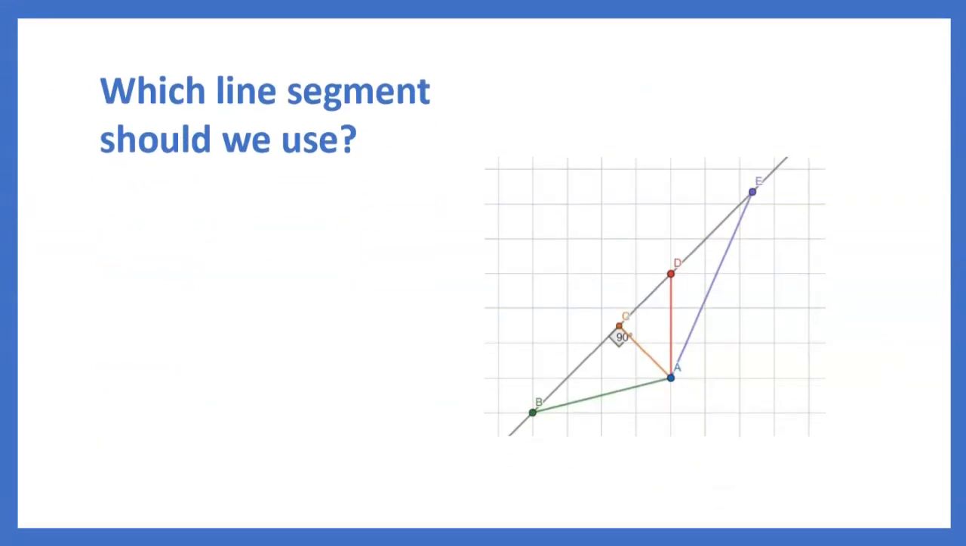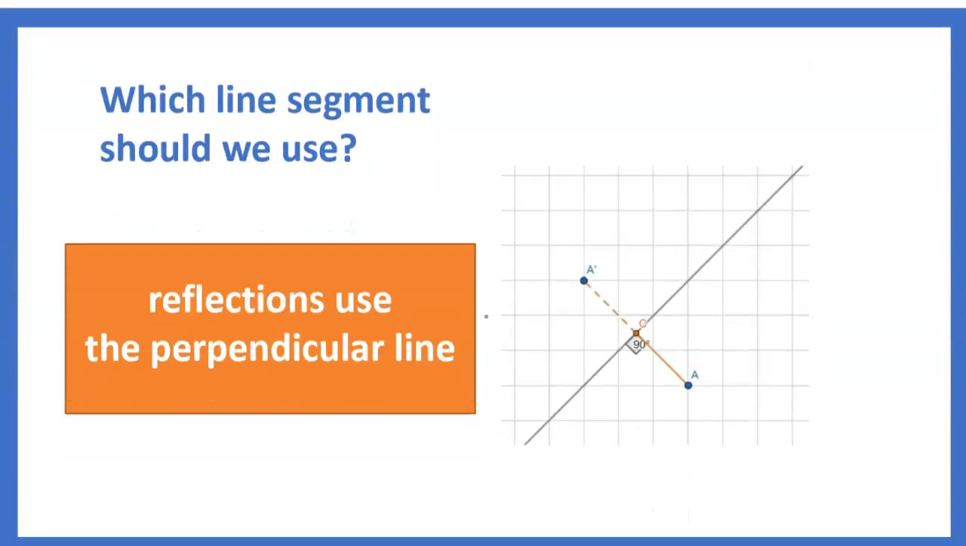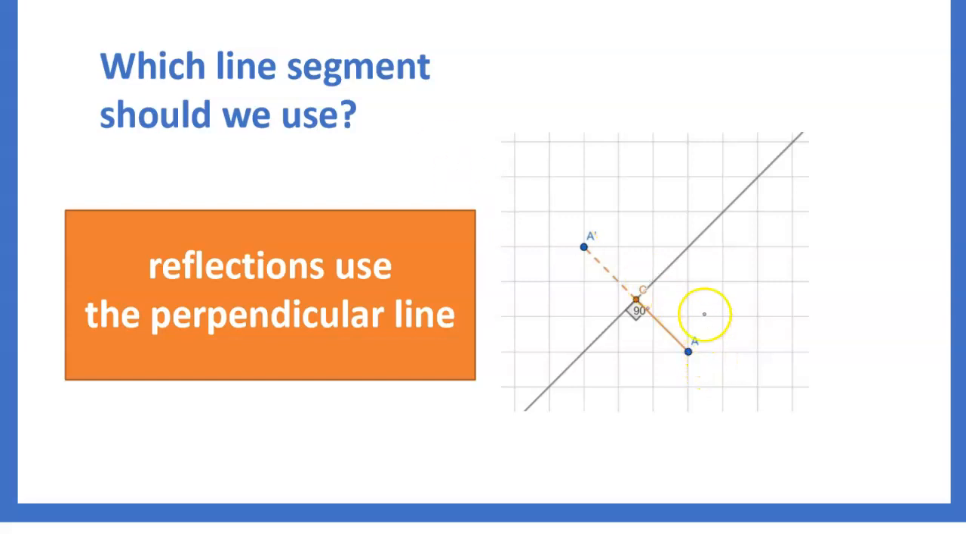So which one of these lines do you think we should use? We've got AB. Remember, we have this syntax for writing a line segment, AB. We have AC, AD, and AE. All of these are options of distance between A and the line of reflection. But which one of these lines should we use for the reflection itself? If you chose line AC, that's the correct one.